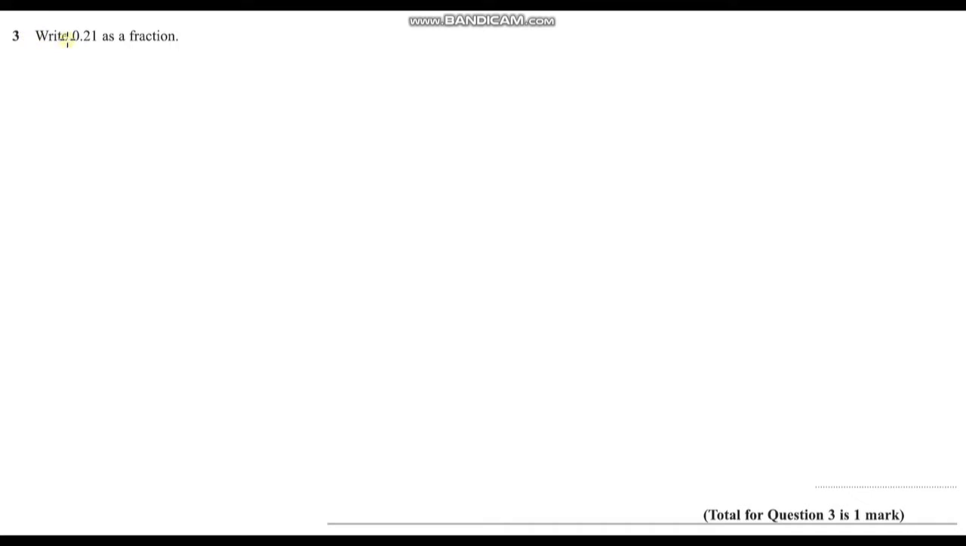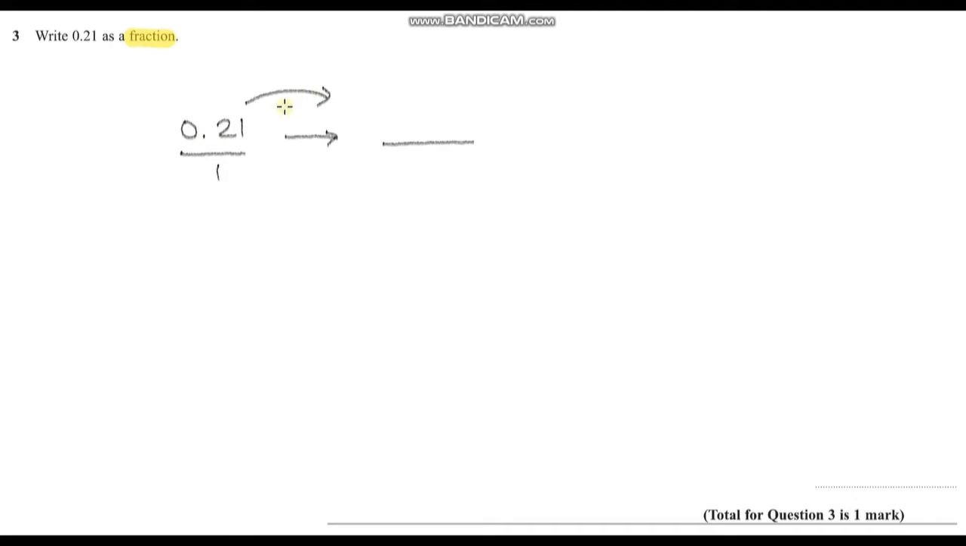Question 3, write 0.21 as a fraction. So at the moment we've got a decimal, 0.21, and we want to turn it into a fraction. Well, at the moment, we could write that as just 0.21 over 1, but this isn't a valid fraction because we've got a decimal. You can't have a decimal within a fraction, so how would we get rid of this decimal point?